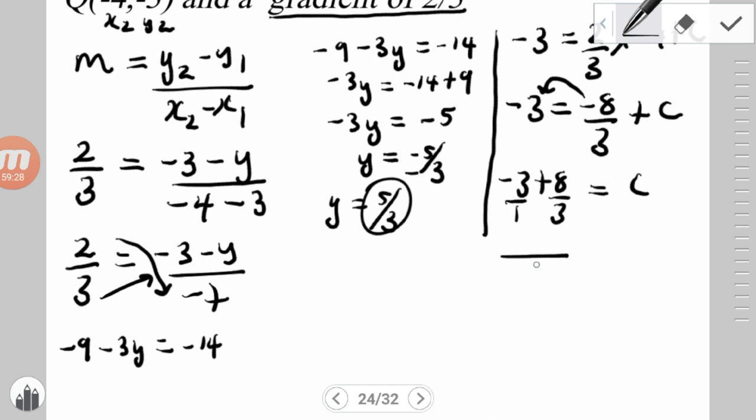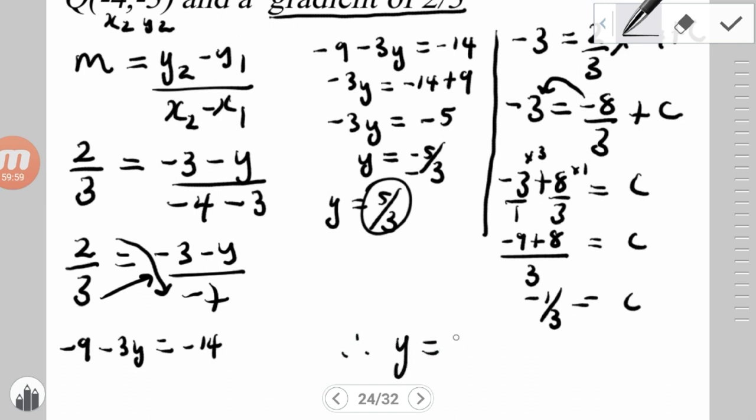So the LCM here works out to be 3. 1 into 3 times 3. 3 into 3 times 1. 3 times -3 is -9, plus 1 times 8 is 8. So c here works out to be minus 1/3. That is c. All right. So therefore then, we can conclude our final answer to be that the equation of the line is y equal m, which we said is 2/3 x, and the y-intercept here is minus 1/3.